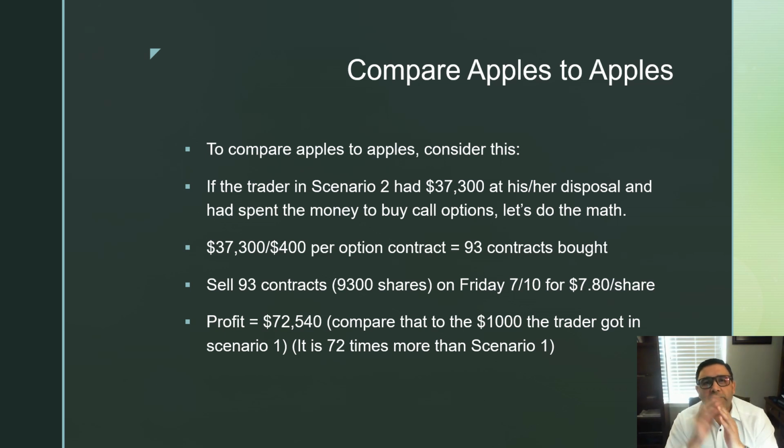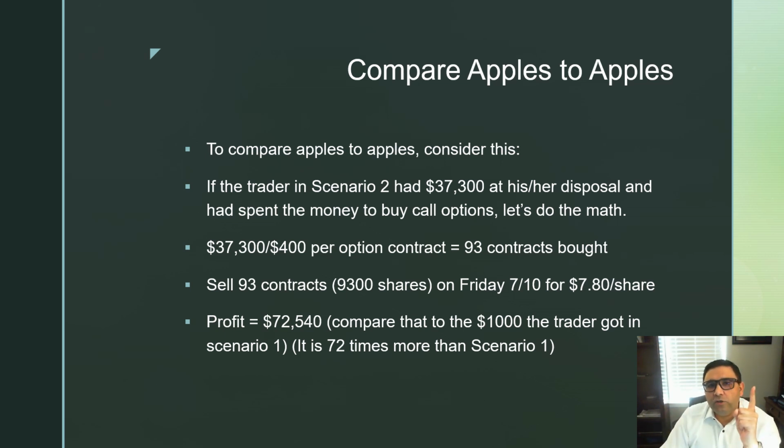So now let me give you another example. Let's compare apples to apples, okay? As we said, the trader in scenario 1 bought 100 shares and had to purchase for $37,300. Now, suppose the second trader says that he has $37,300 and he wants to use that just to buy call options on Apple. So let's see how that math will go.